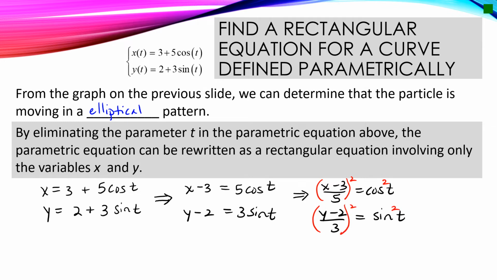and add, I can make use of my Pythagorean identity. So adding straight down, I get x minus 3 squared over 25 plus y minus 2 squared over 9, and sine squared t plus cosine squared t is 1.